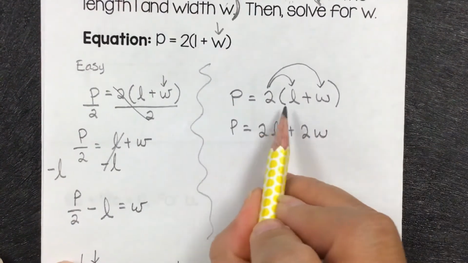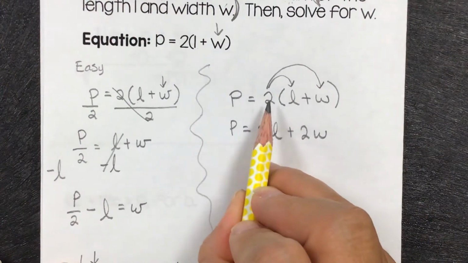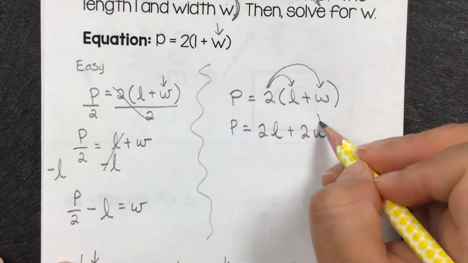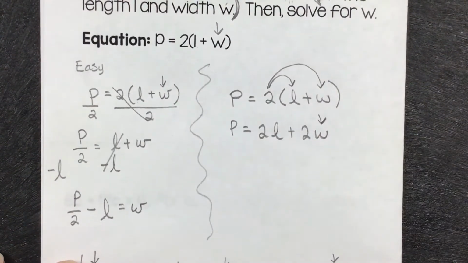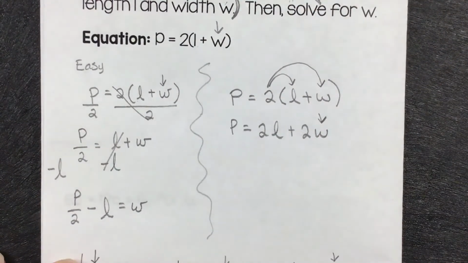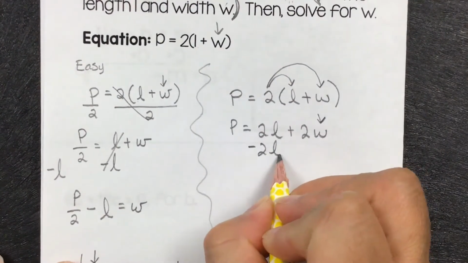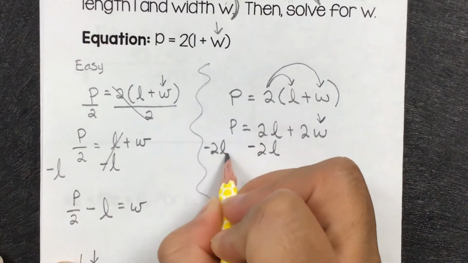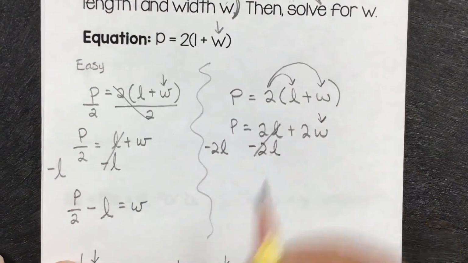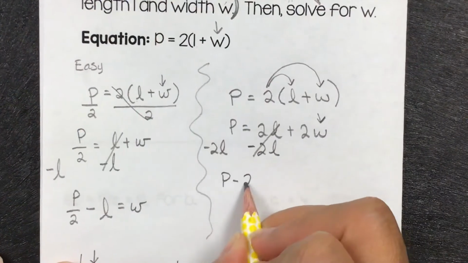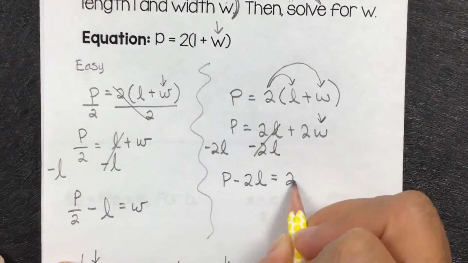Because when you multiply 2 times L, it's 2L. When you multiply 2 and W, it's 2W. Remember, we're trying to solve for this one. So I have to subtract 2L from both sides. And you did it on purpose to get rid of this. Now you have P minus 2L is equal to 2W.